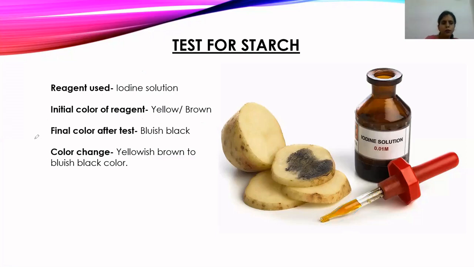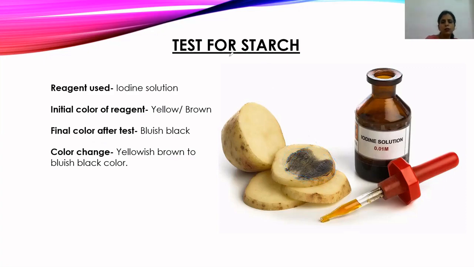Okay, after you perform the test for starch, the final color is bluish black. So if we take some iodine in the dropper and pour 4 or 5 drops of iodine on a cut potato, or on cooked rice, or on a piece of paper, you will get this blue black color. The appearance of this blue black color shows the presence of starch in it.